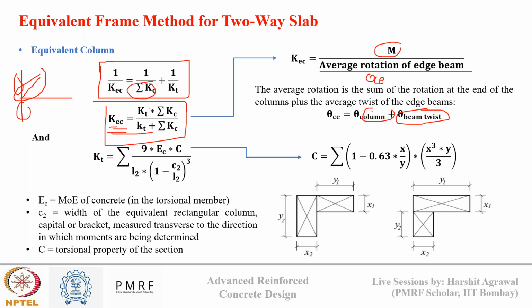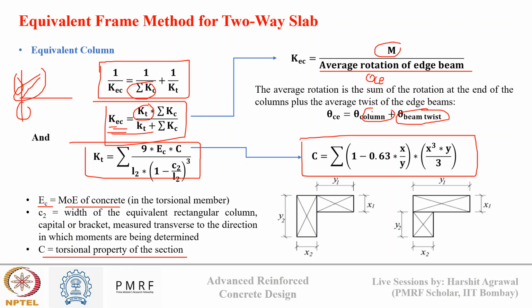Now for calculating the stiffness of the torsional beam, the code has given this formula: summation of 9 EcsC upon L2 times (1 minus C2 upon L2) cubed. Here Ecs is the modulus of elasticity of concrete, C2 is the width of the equivalent rectangular section, and C is the torsional property of the section, which is given by this formula that is given in the code. So here you can see it is a summation of some formula. X is the shorter dimension and y is the larger dimension.